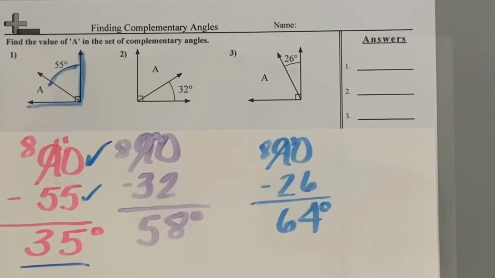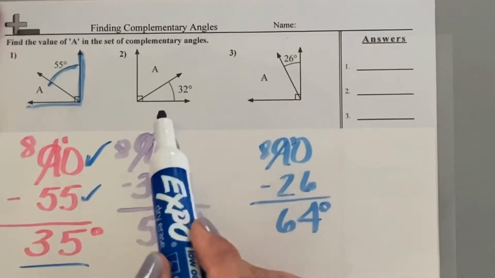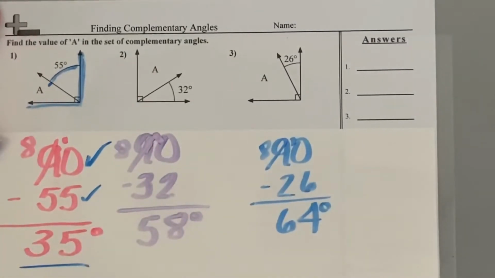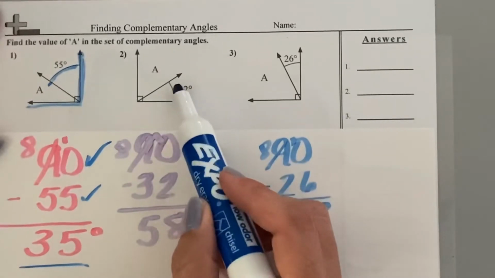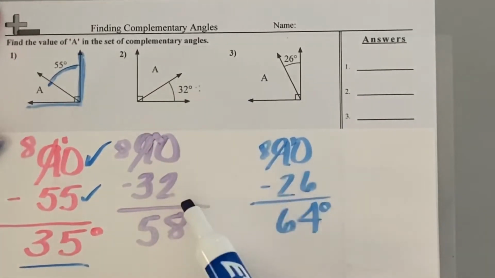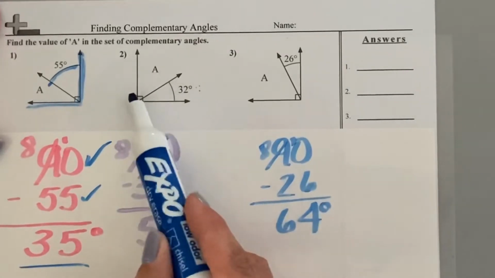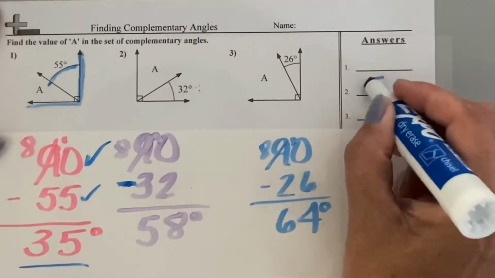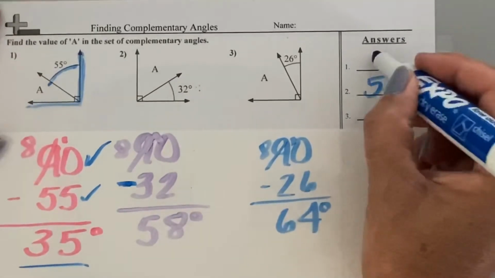Let's move on to number 2. On number 2, I know the total. The total is also 90 degrees because it's a complementary angle. I know one of the parts. I know that this angle is 32 degrees. If I know the total and one of the parts, I subtract to get the difference, which is the missing part. Angle number 2 is 58 degrees.